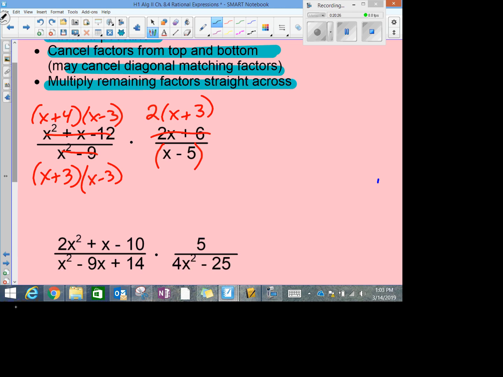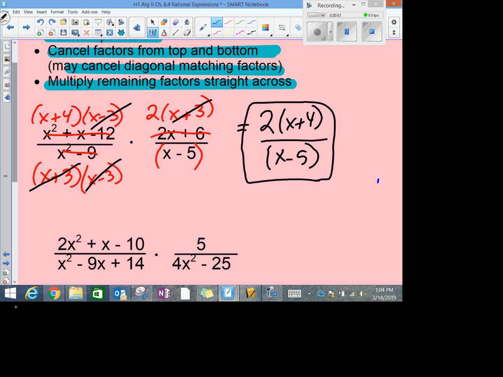Now, what can we cancel? Christina, what can we cancel? x plus 3. And what else can we cancel? x minus 3. Anything else? No. So now we gather what we've got left. In the numerator we have 2 times x plus 4. On the bottom we have an x minus 5.